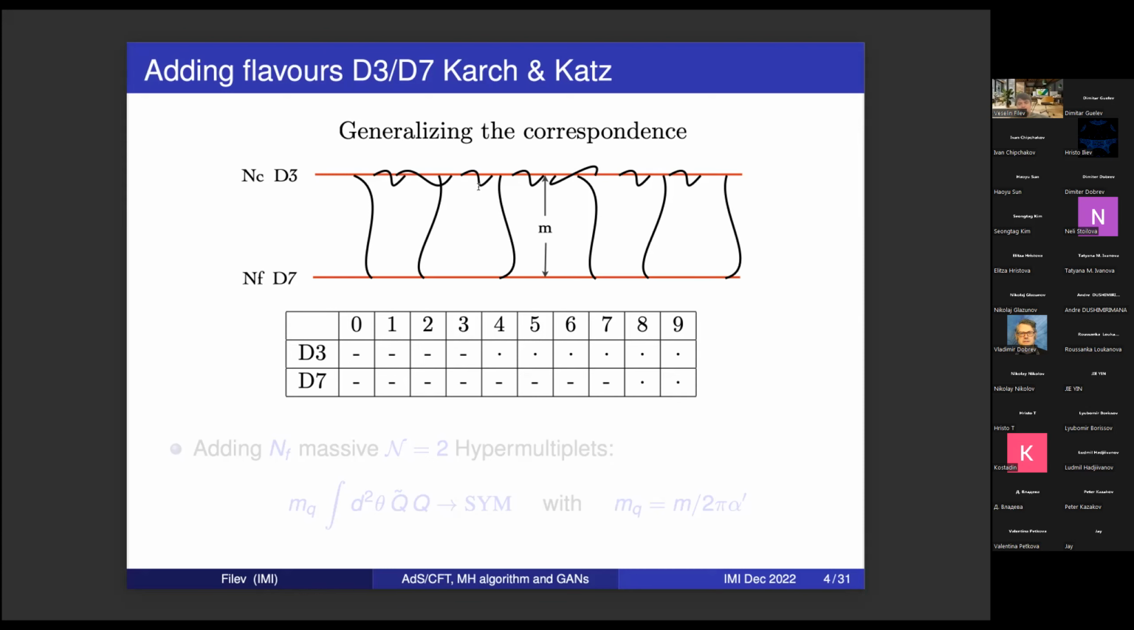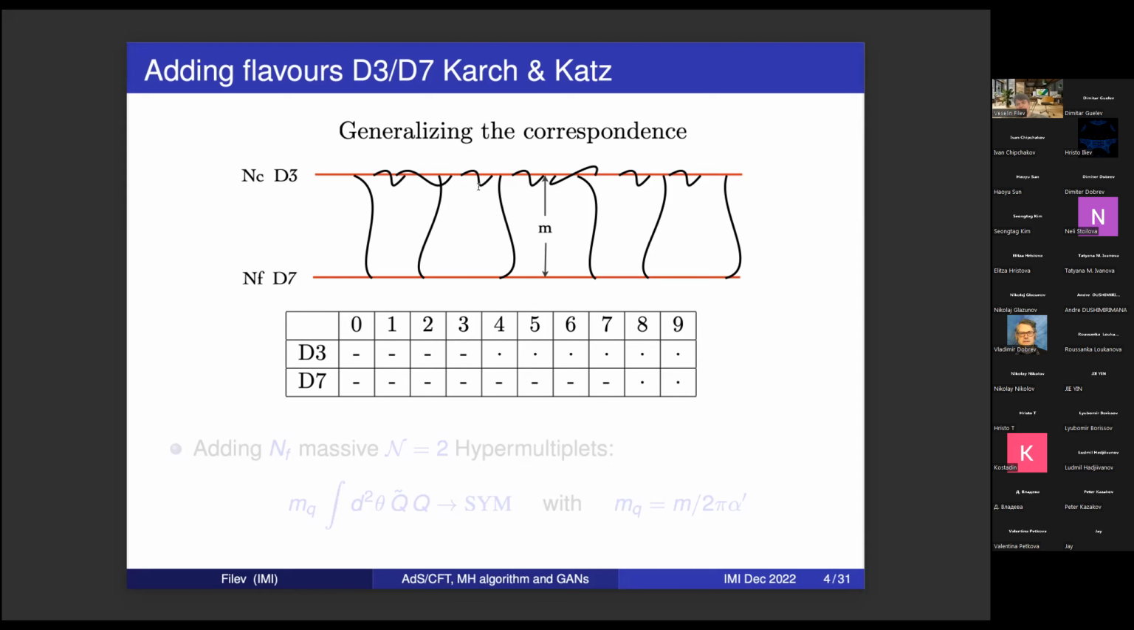Now, to add flavors in this picture, why flavors? Well, we're built out of flavors. Baryonic matter is flavor in the standard model. So for that we add an additional stack of branes, the D7 branes, and then these long strings that are stretched between the D3 and D7 branes. They correspond to the flavor degrees of freedom.